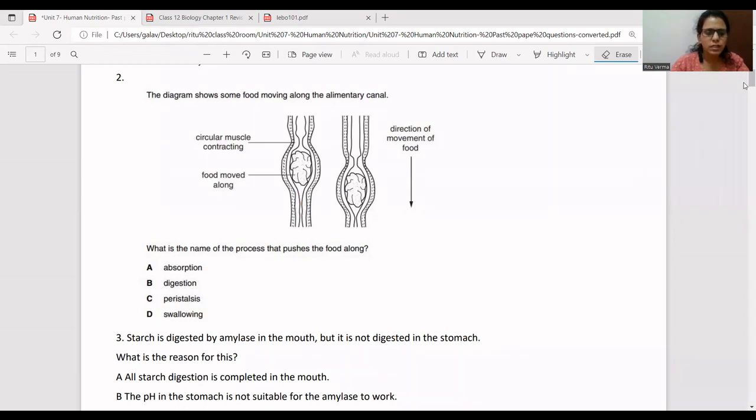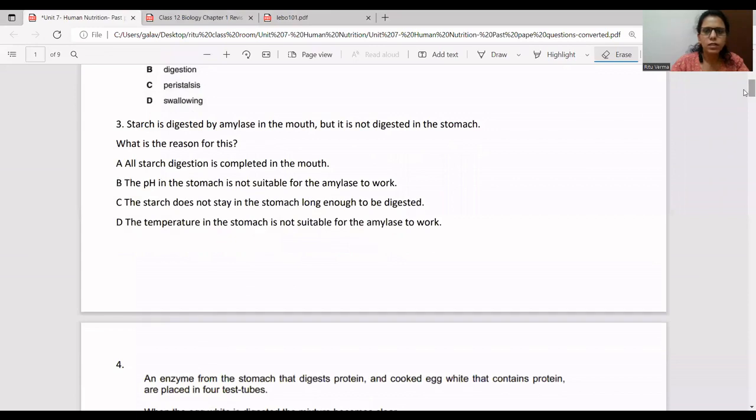Now next is question number 3. Starch is digested by amylase in the mouth, but it is not digested in the stomach. We know that when we consume food, if there is any starch present, saliva gets mixed with the food in the mouth. In saliva, the salivary amylase enzyme is present, and amylase is a type of carbohydrase which helps in the digestion of starch into maltose. Starch can be digested in the mouth or while the food is passing down through the esophagus, but starch cannot be digested by amylase in the stomach.